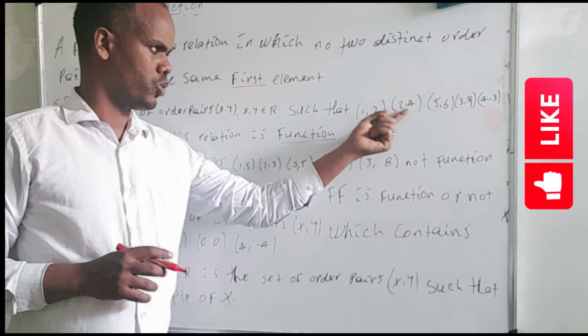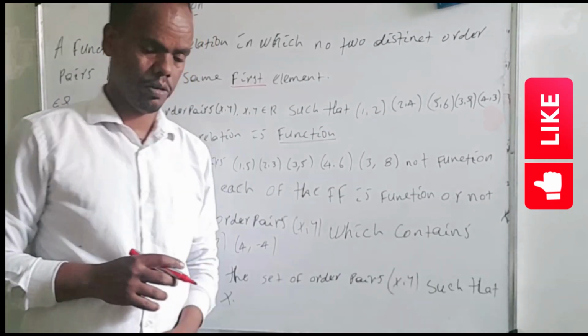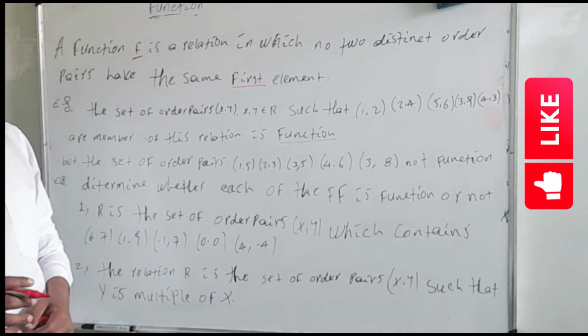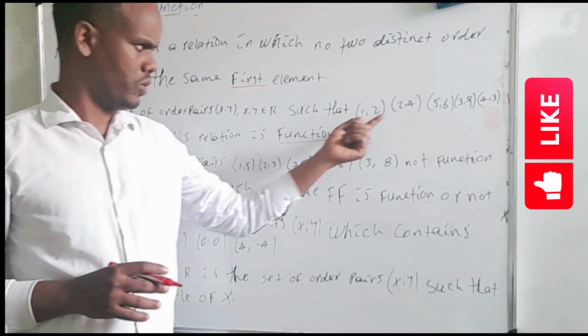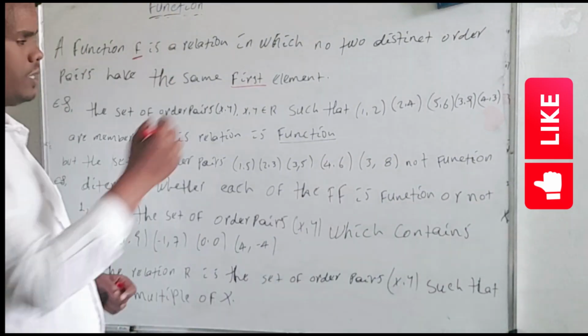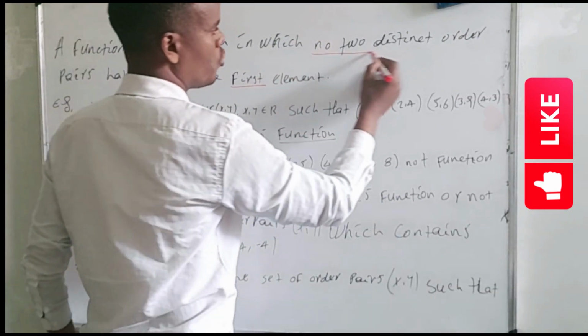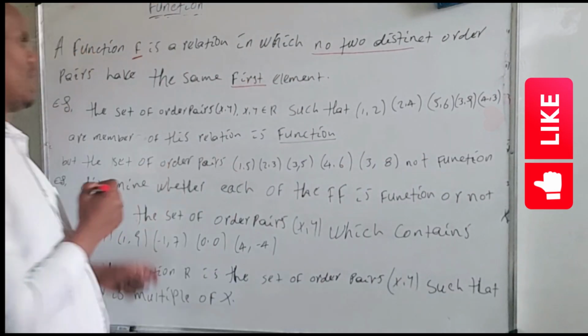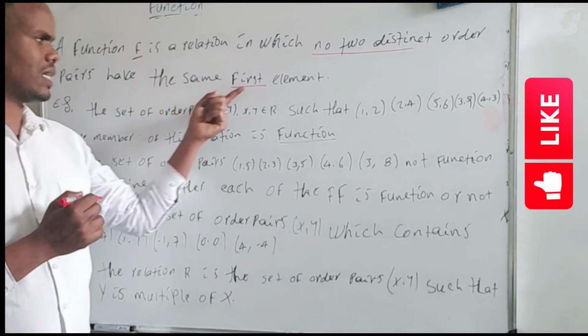Here we have 1, 2, 5, 3, 4. That means there is no repetition of the first element, or first component. There is no repetition. So this is a function, because no two distinct ordered pairs have the same first element.